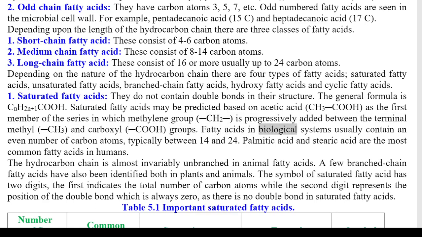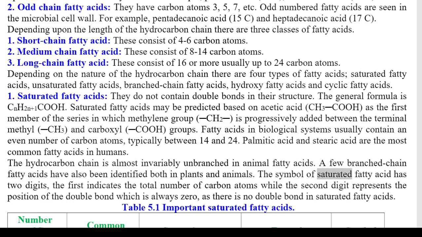Fatty acids in biological systems usually contain an even number of carbon atoms, typically between 14 and 24. Palmitic acid and stearic acid are the most common fatty acids in humans. The hydrocarbon chain is almost invariably unbranched in animal fatty acids. A few branched chain fatty acids have also been identified both in plants and animals.